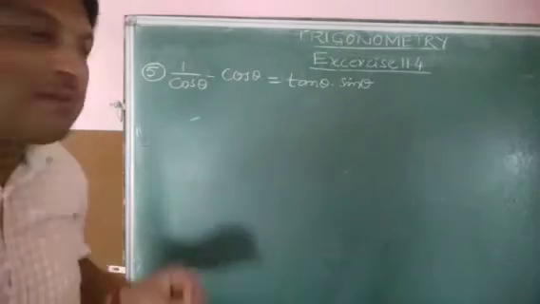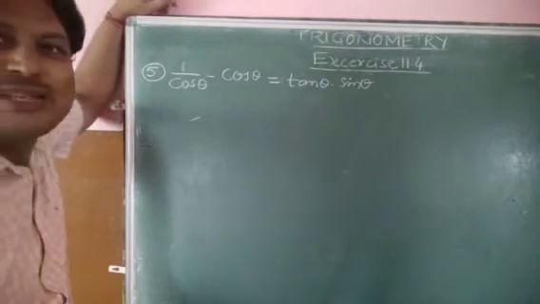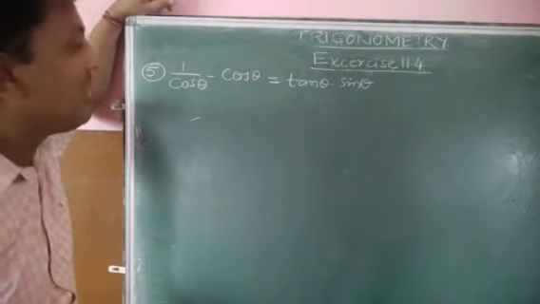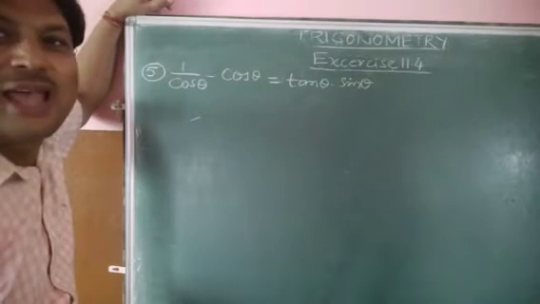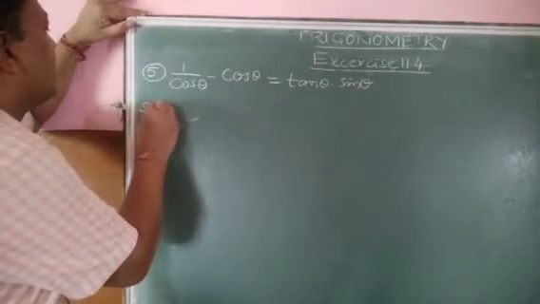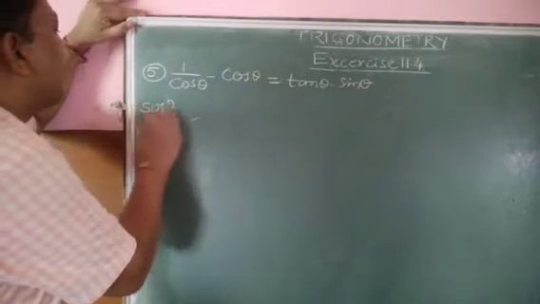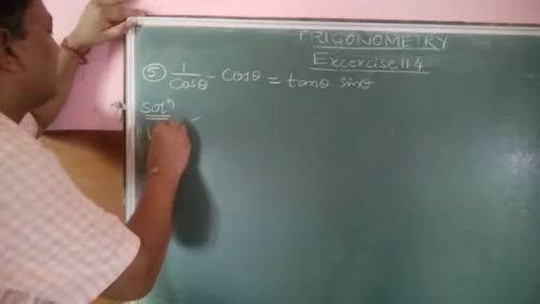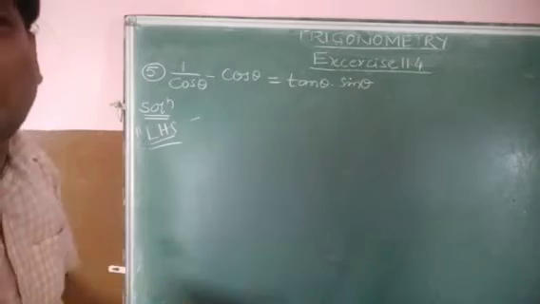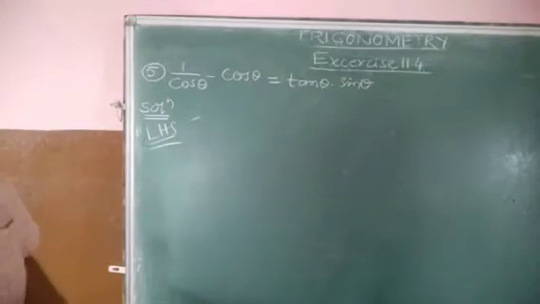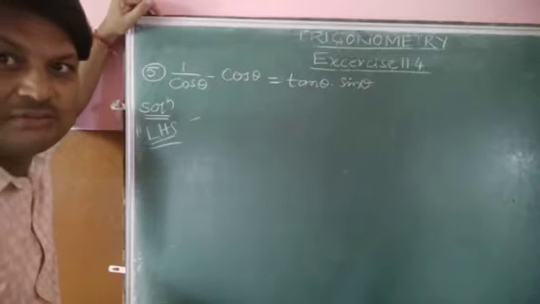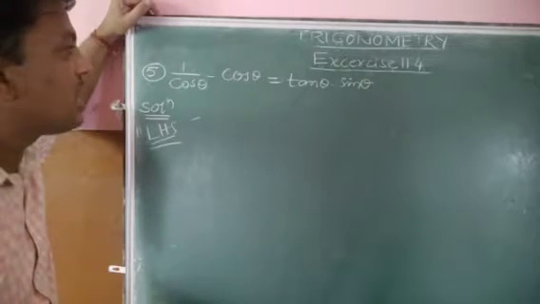So children, question number 5: show that 1 upon cos theta minus cos theta is equal to tan theta into sin theta. One thing to be noted here is that on the left side the minus symbol is there and on the right side there is no minus. It is in multiplication. So in this type of situation, there will compulsorily be a conversion. Which type of conversion?